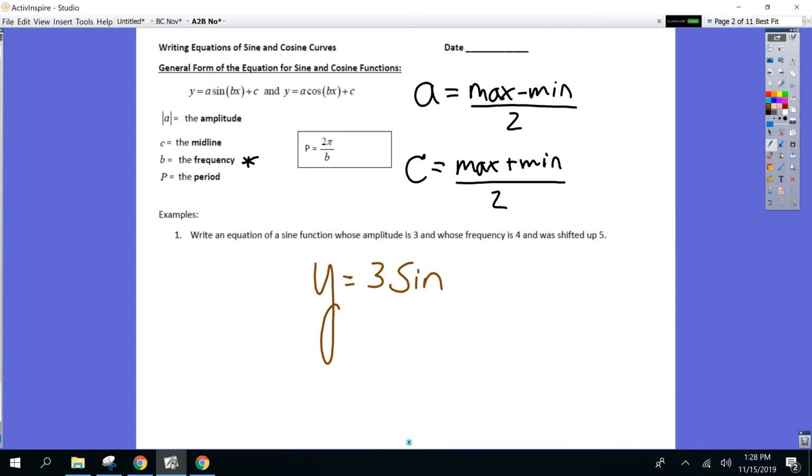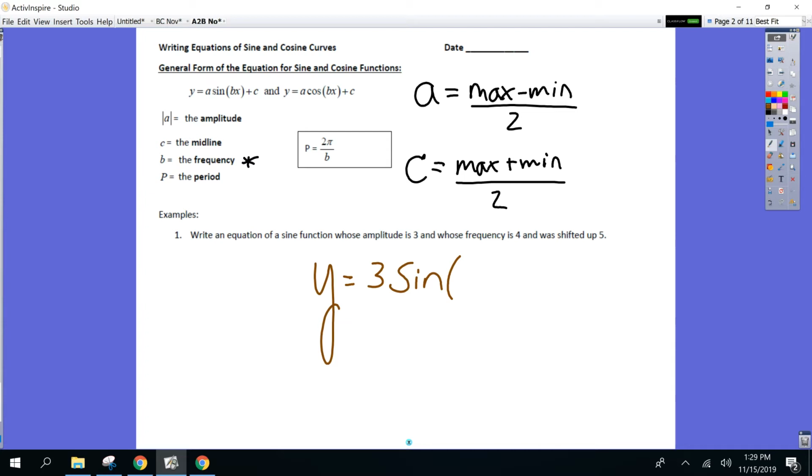What's the issue? Write an equation of a sine function whose amplitude is 3. Okay? Feed your face a little more. Here we go. Never mind.